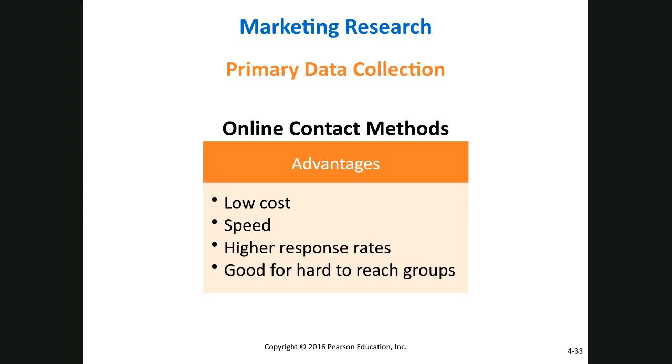Online contact methods: low cost, fast, higher response rates, way higher than mail. Mail is very bad, and online is good for hard to reach groups. As long as they have an email account, we can reach them whether in metro Atlanta or whether they live in rural Red Root, Idaho. It costs us just the same, and we can get information from them. Same questionnaire.